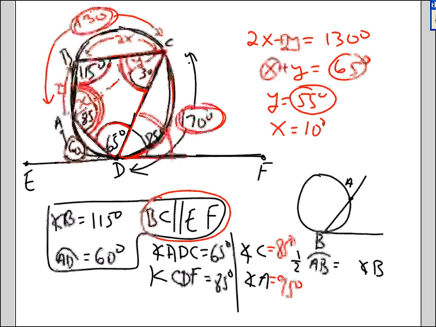Now, I'm just curious why this angle C is 85 and this portion of A is also 85. I don't know, it's called a coincidence. But nonetheless, I got everything.